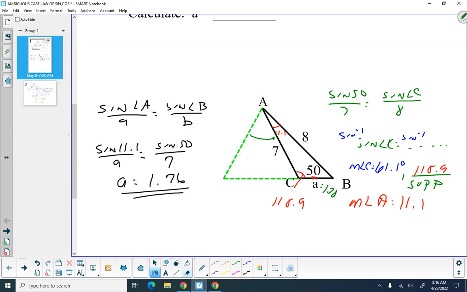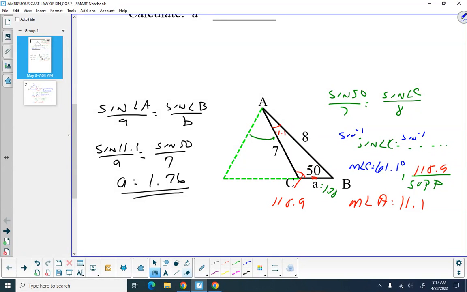If we take a look anatomically, 1.76 is my smallest side. Here's my smallest angle. 118.9 is my biggest angle. This is my biggest side. Middle angle, middle side. So I have an anatomically correct triangle. So basically we have two solutions here. Two possible solutions with the exact same conditions.